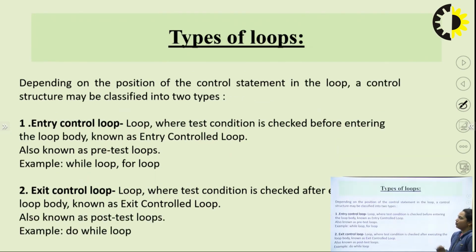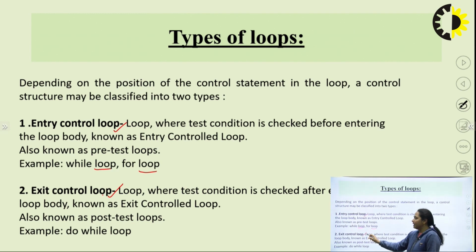Now we have two types of loops based upon the control statements. First we have entry control loop and second we have exit control loop. Entry control loop is the loop where we check the condition at the time of entering. For example, we have while loop and for loop. These are also known as pre-test loops because without testing the condition, we cannot enter the loop body. First of all, the condition must be true, then only we can execute certain steps. If the condition fails, the loop body will not execute.